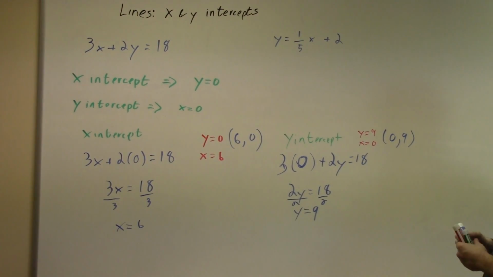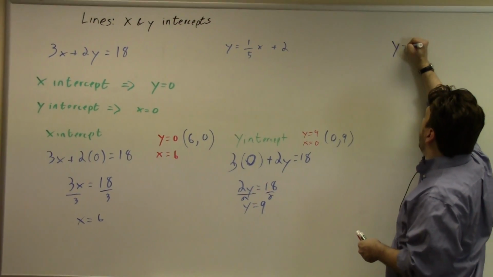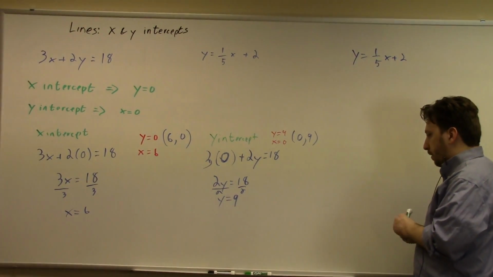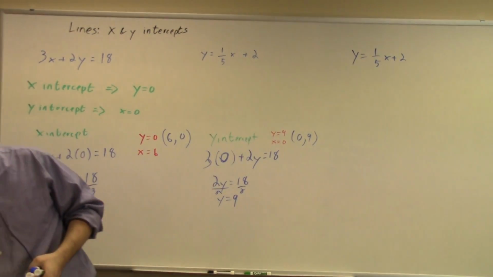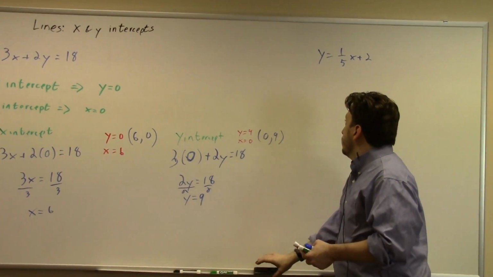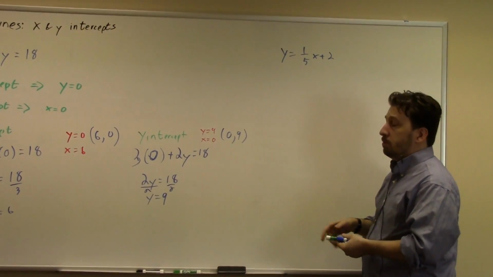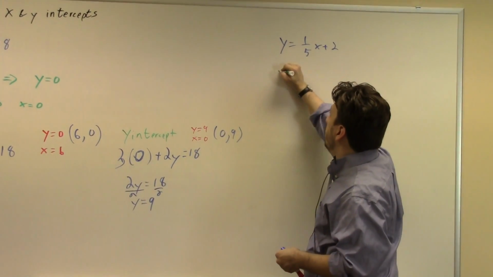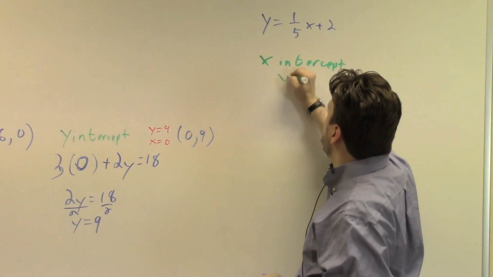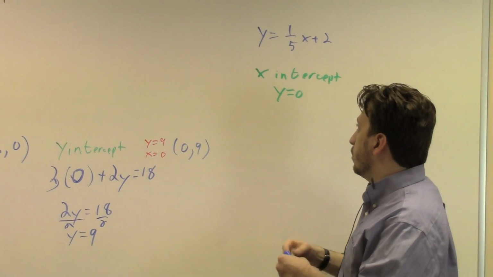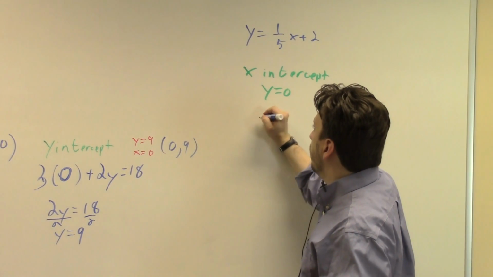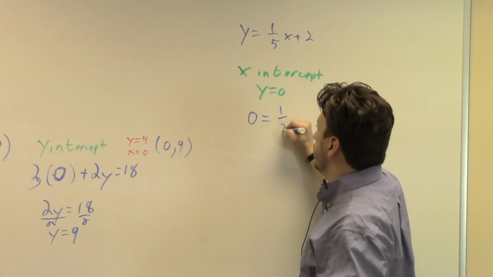Now in our second example, we have y equals 1/5 x plus 2. I'm going to rewrite that over here. So we want to find our x-intercept. So we're going to start off by remembering that means y equals 0. So we're going to plug in 0 for y. And we're going to have to do a little bit more work in this particular case, but that's okay.